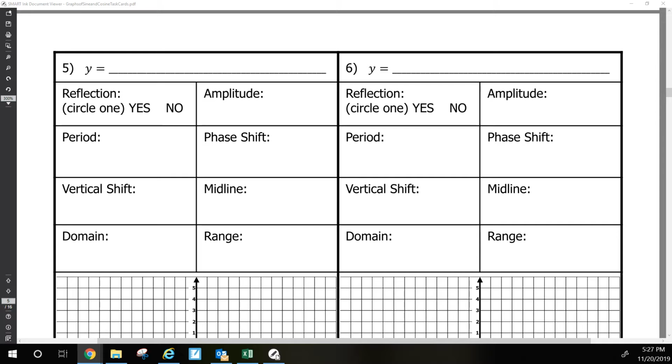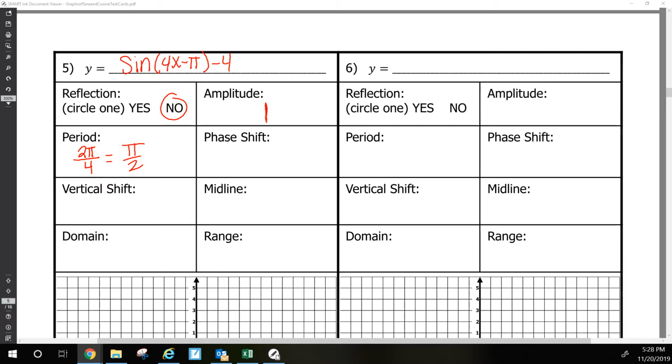We've got y is equal to sine of 4x minus pi, minus 4. All right, for this one, is there a reflection? No, I don't have a negative sign out front, nor do I have any amplitude changer, so my amplitude is just 1. I do have a period changer, so my period is 2 pi. It says to multiply it by 4, I'm going to do the opposite. I'm going to divide by 4. So that would be pi over 2 for my period.